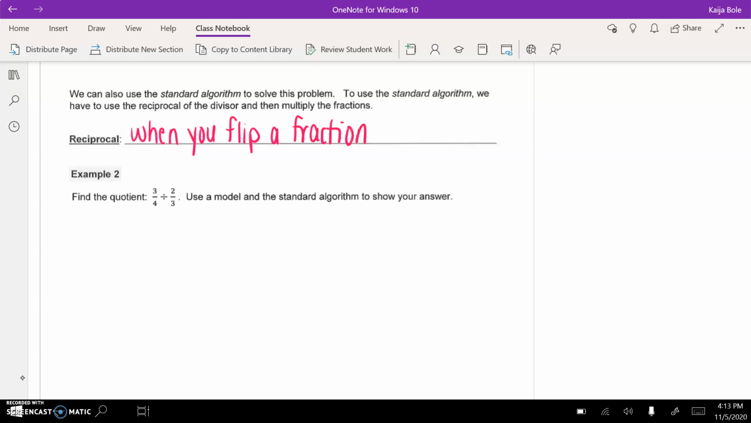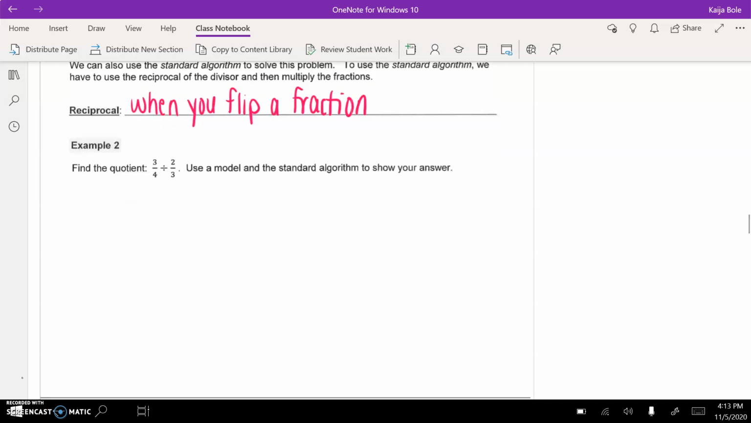So it says find the quotient 3/4 divided by 2/3, use a model, and we're not using a model. We're going to use the standard algorithm. So I've got 3/4 divided by 2/3. So you keep the first one. You might want to write this off to the side. Keep first fraction, and you're going to rewrite it again.